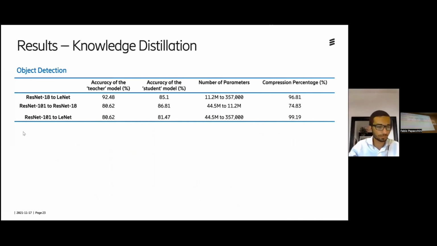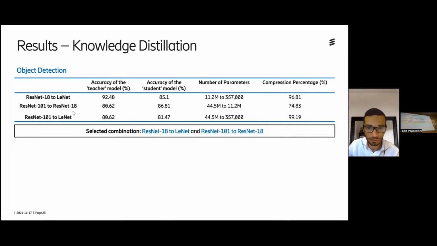So we used 3 different combinations for the object detection: ResNet 18 to LeNet, ResNet 101 to ResNet 18, and ResNet 101 to LeNet. We can see the accuracy of the teacher model and the accuracy of the student model, as well as the compression percentage. We saw an interesting behavior here that was also mentioned in the literature: in some cases, like the second and the third case, the accuracy of the student model was higher than the accuracy of the teacher model. This is basically happening because of the better structure of the student model, getting better results on our dataset, CIFAR-10.